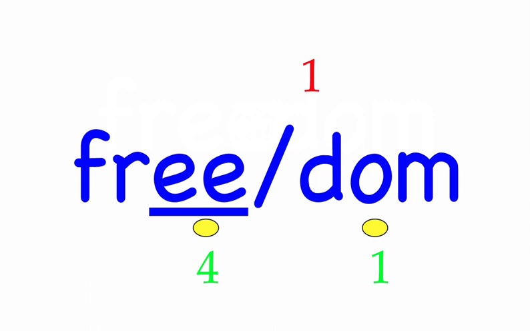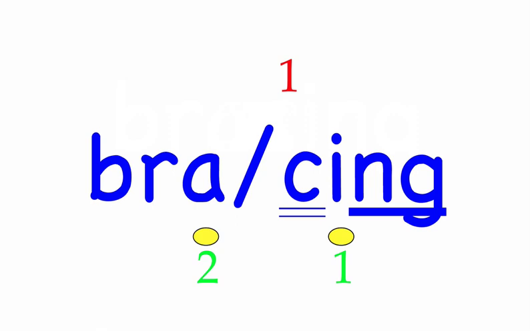Row 5. Bracing. The bracing wind blew sharply against us. Bracing. Bray. 3 sounds. B, r, a. Sing. 3 sounds. S, I, ng. Bracing. Mark the word.